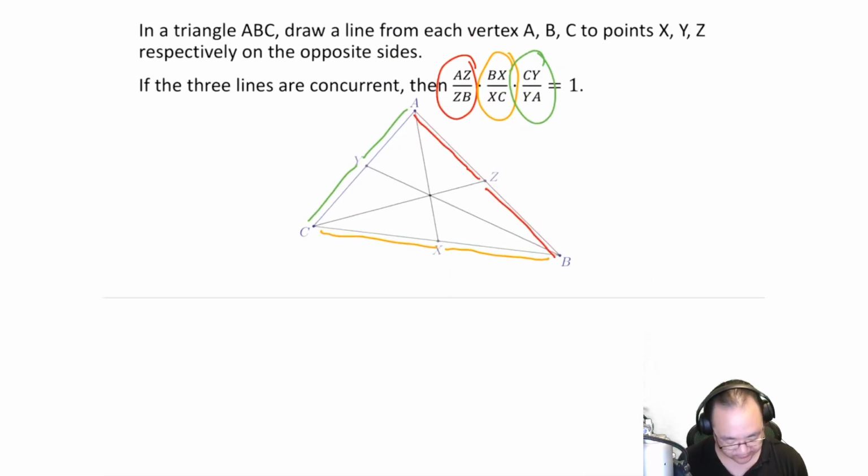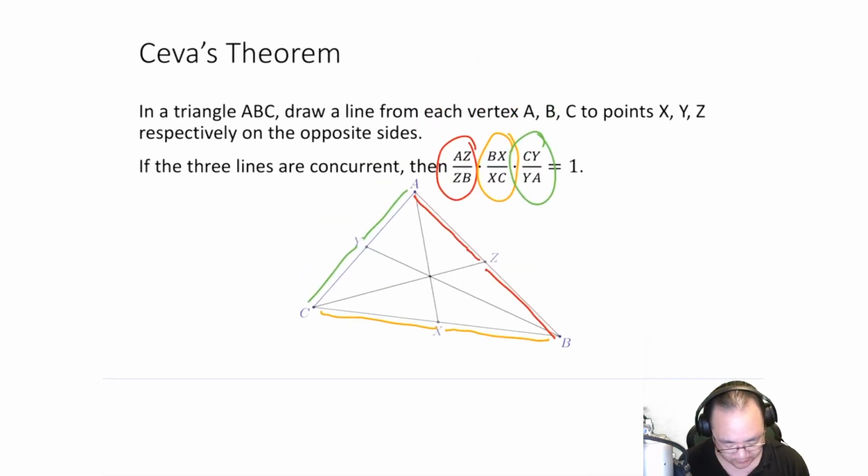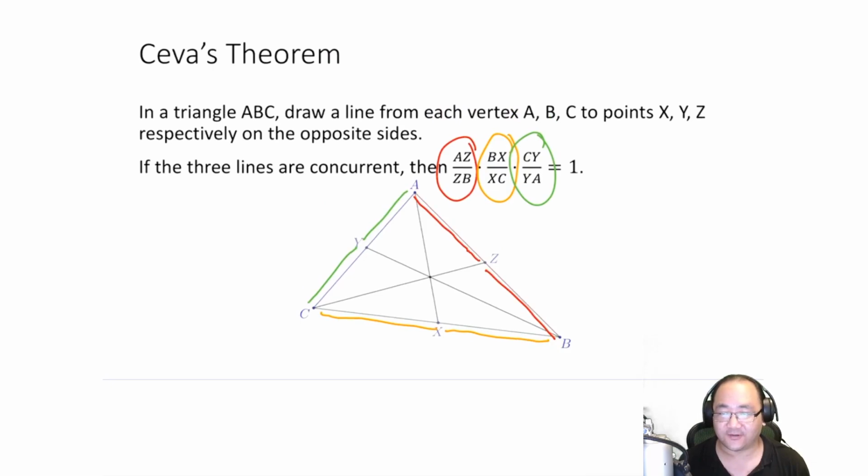Proof. Okay, we want the proof of this. So, just trying to think about how to go about doing this.